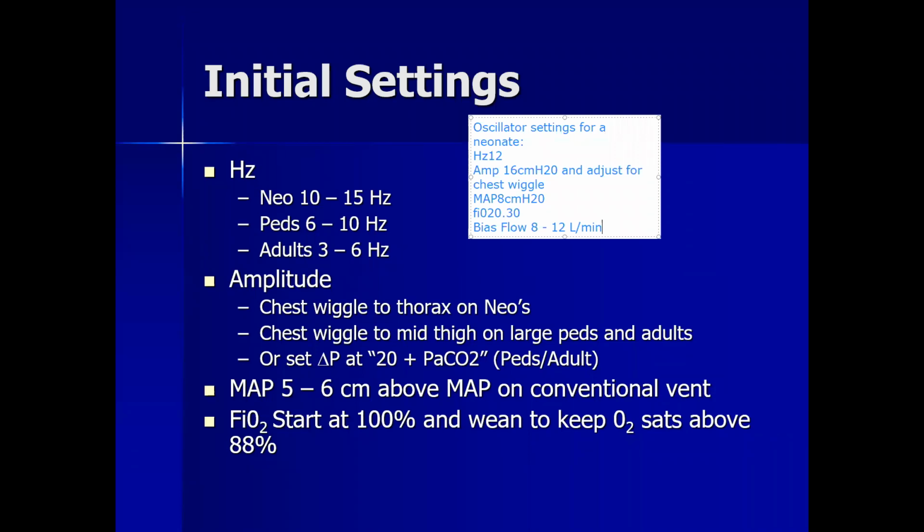With neonates, you use a bias flow of about 8 to 12 liters per minute. Having too much bias flow causes a lot of air trapping because they can't exhale against a high bias flow. So I just wrote: too much bias flow and they can't exhale.